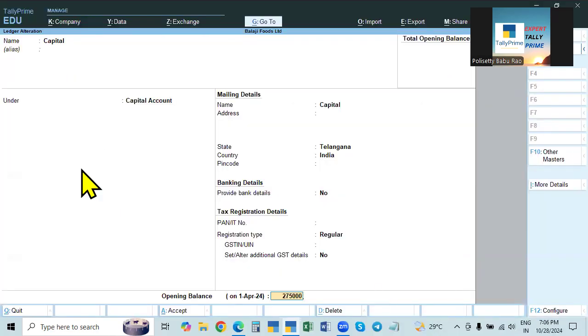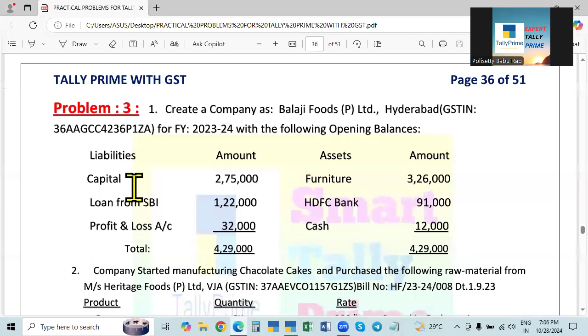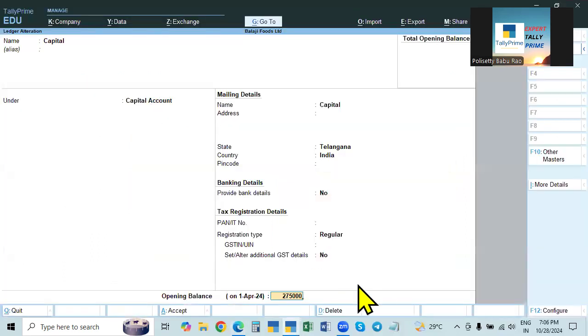You have to give the amount, 2,75,000, and depending on the group we have selected, it will show whether the balance is credit or debit. Capital is always credit, so it will show credit. Here the opening debit balances and credit balances will be shown, and if there is any difference, it will show the difference. There is no debit amount. If you enter another credit amount, it will be added. If you have another debit amount, it will show separately.